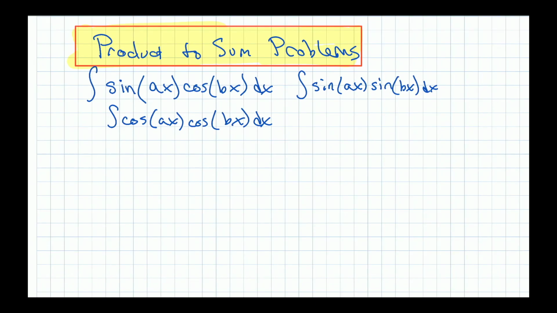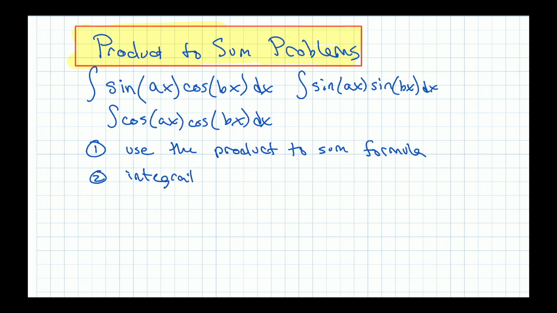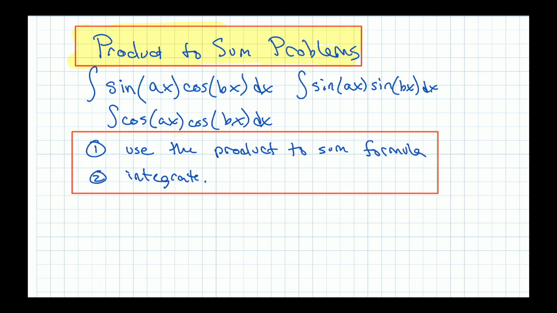All you're going to do is, step one, use the right product to sum identity. Use the product to sum formula. Step two, integrate. That's it. So they're really, really a much easier thing than what we just did. And that makes them nice. So let's do an example.